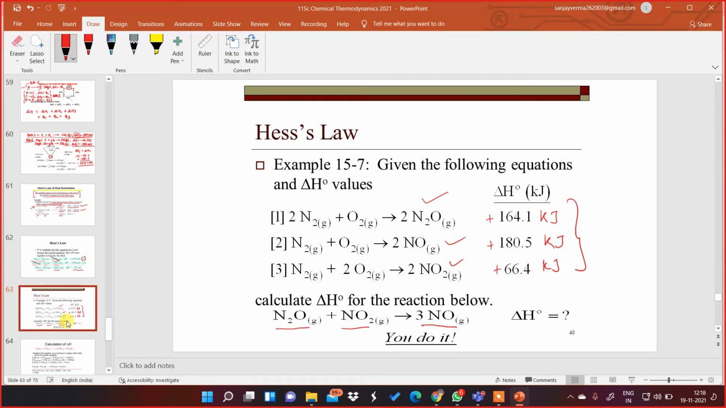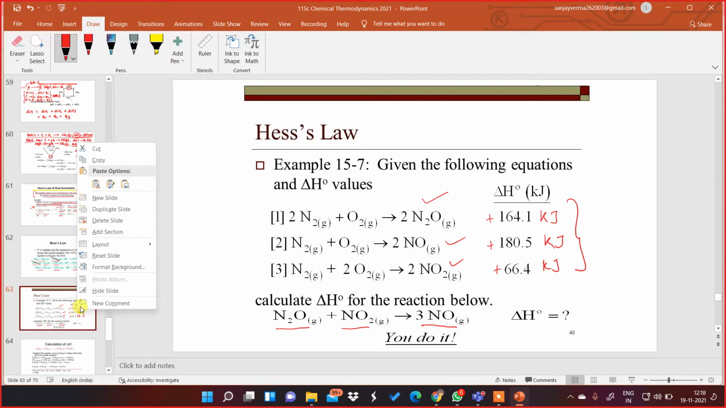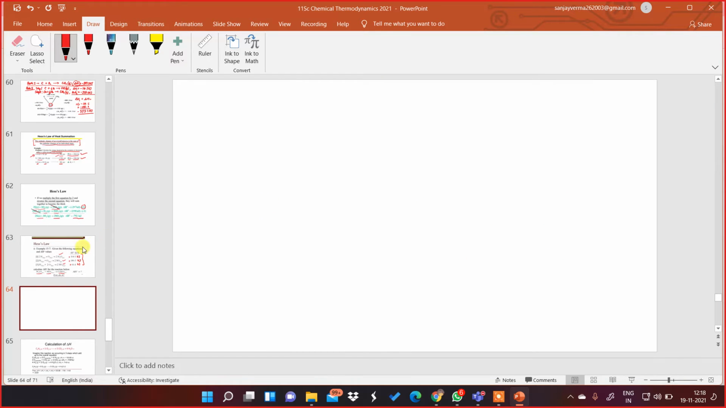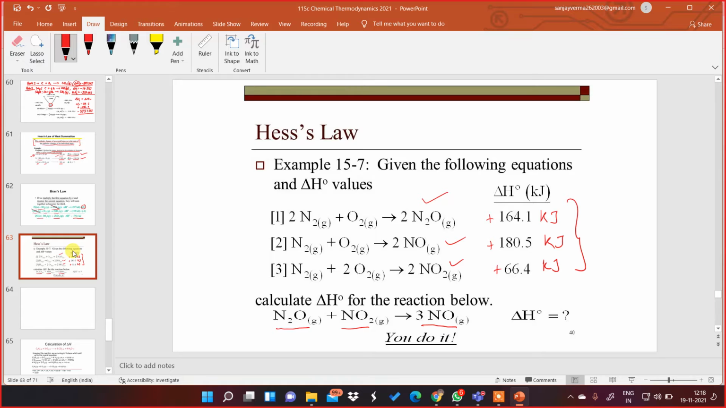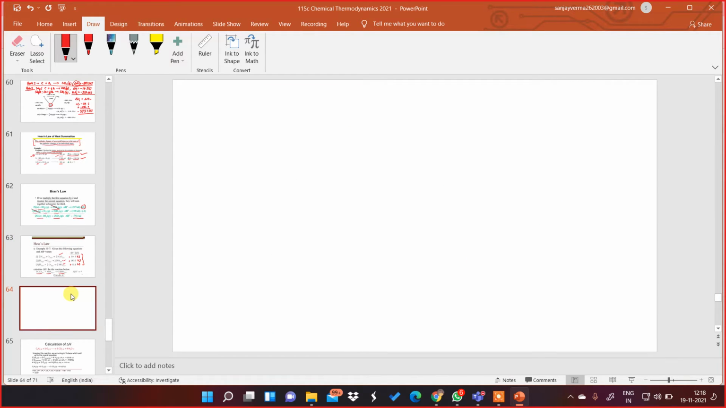So then the value of enthalpy will change. So that delta H naught will change. Delta H naught will become how much? So that will become minus 164.1 divided by 2. Okay, let me check. So this is the equation whose N2O plus NO2 gives thrice NO. The equation is balanced. So we are supposed to find the delta H naught for this equation, isn't it? Yes, sir.